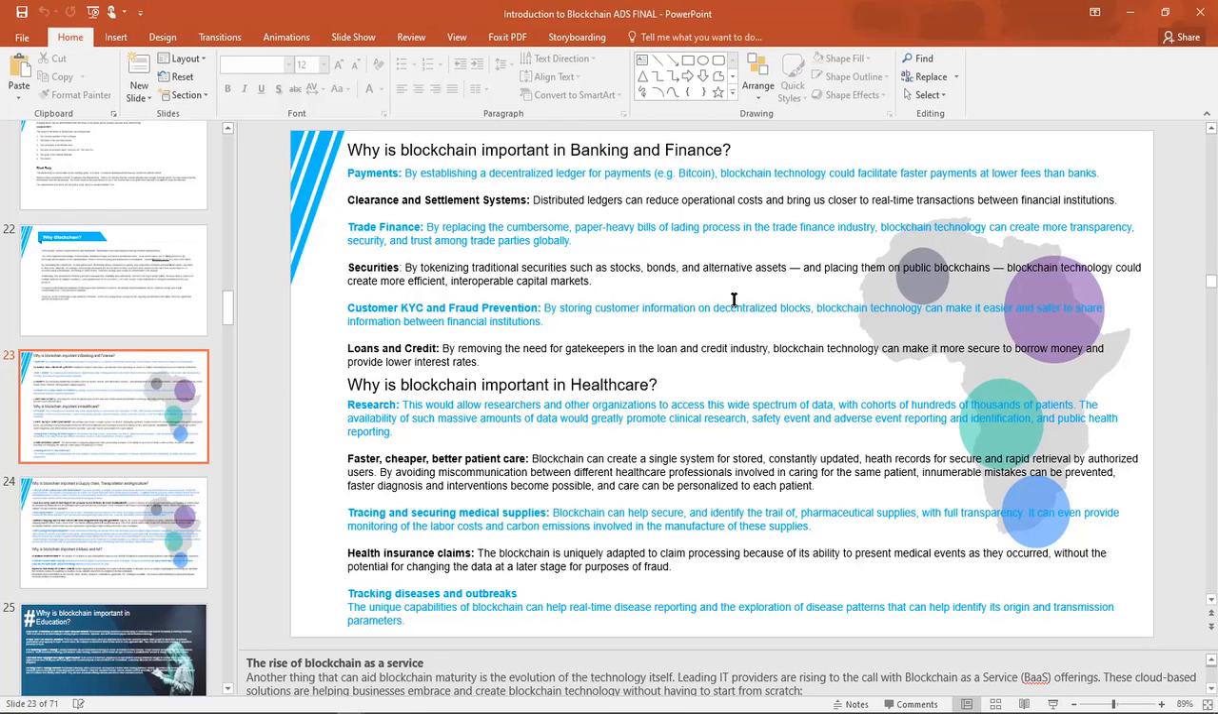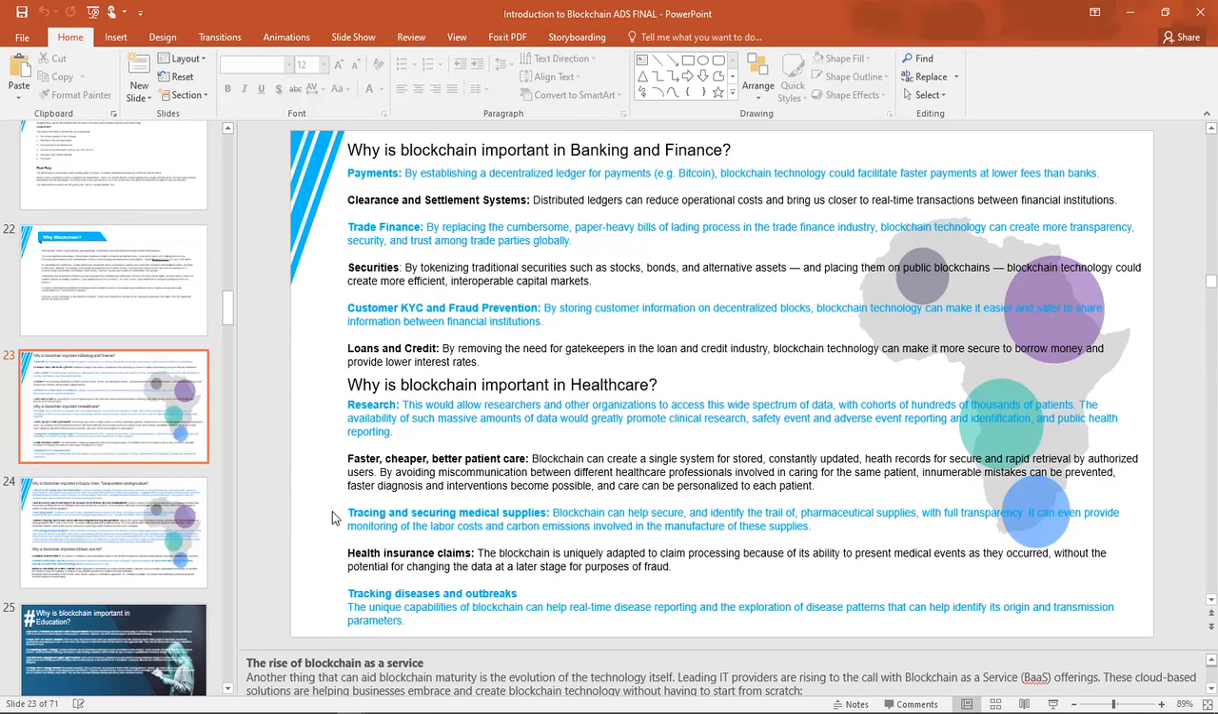Another thing is tracing and securing medical supplies. So we have seen the first hospitals in the world to use this, the UK hospitals. Blockchain can help secure and identify the trail of pharmaceutical supplies with full transparency. It can even provide monitoring of the labor cost and carbon emission involved in the manufacture of these supplies.